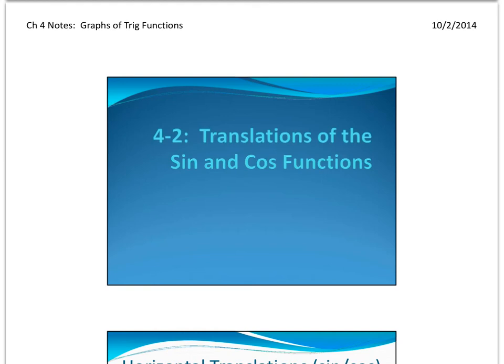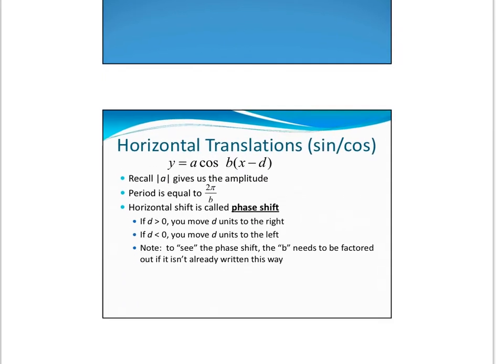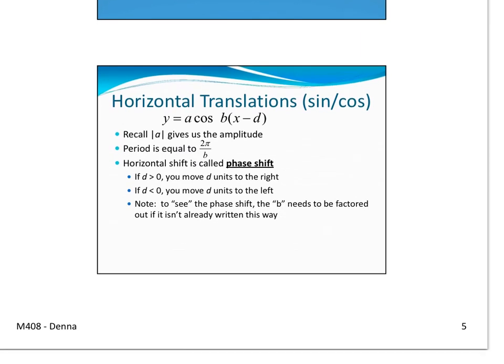In today's video, I'm going to talk about how to translate the sine and cosine function up and down or left and right. Let's do a quick review on what we learned the other day. We learned the other day that the absolute value of a gives us the amplitude, or the height of the graph, that the period is equal to 2 pi divided by b. And remember, when we were talking about amplitude, that even if this a value is negative, all that means is that the graph is flipped over.